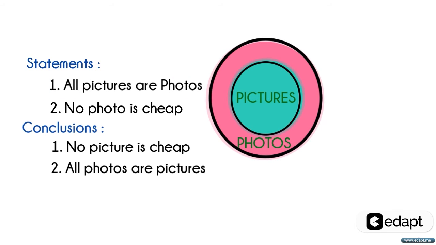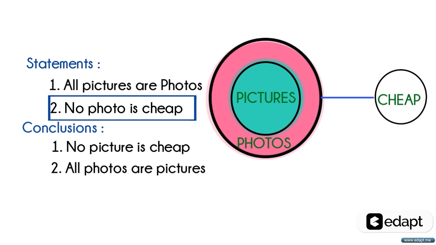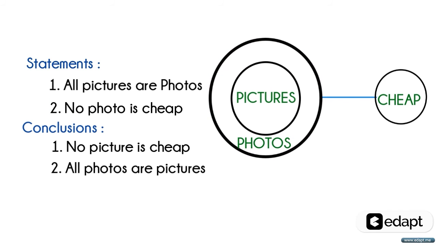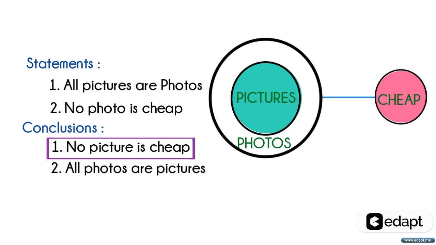Second statement, no photo is cheap, which means that there is no relation between photo and cheap, or the corresponding two circles never touch like this. As pictures is inside the photo, hence pictures and cheap are not connected. Let's start the conclusions. First one, no picture is cheap, which means that there is no relation between picture and cheap. Yes, it is true, as we can see that there is no connection between pictures and cheap. Hence, it's a true statement.